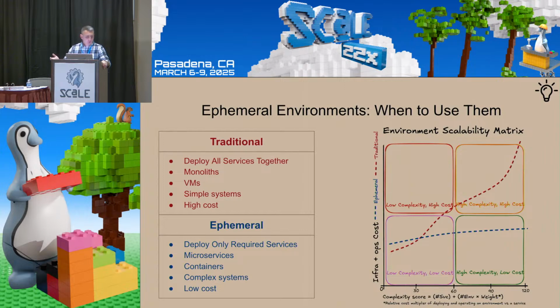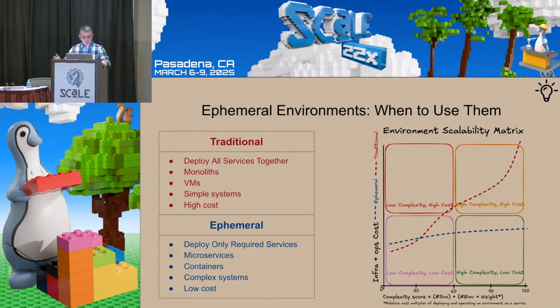And for ephemeral, if you want to only deploy the things that you care about, like I mentioned, you might only care about a backend API that you're working on. You don't care about the front end and 10 other dependencies that it has. You just want to test that with some curl commands or Postman or whatever. So ephemeral environments are right when you're in microservices architecture. You're using containers, and you have somewhat of a complex system, which generally comes with microservices architecture.